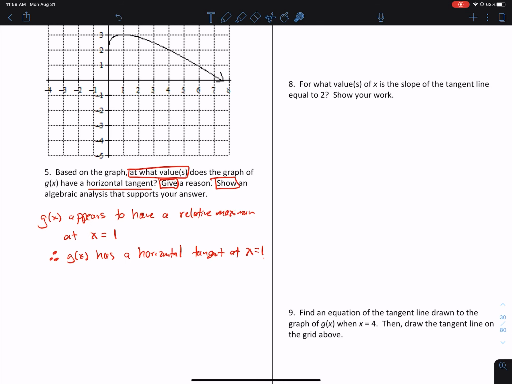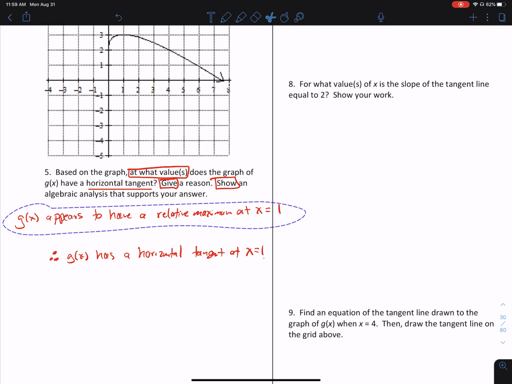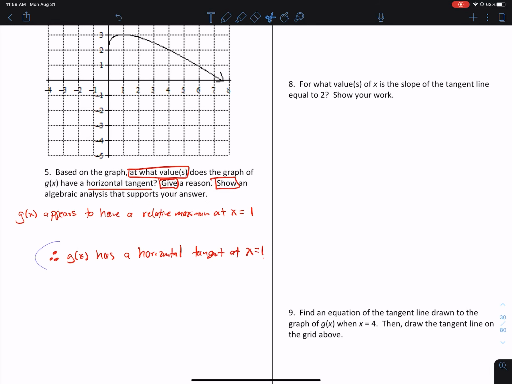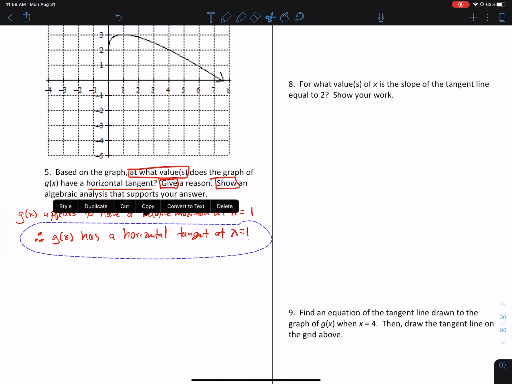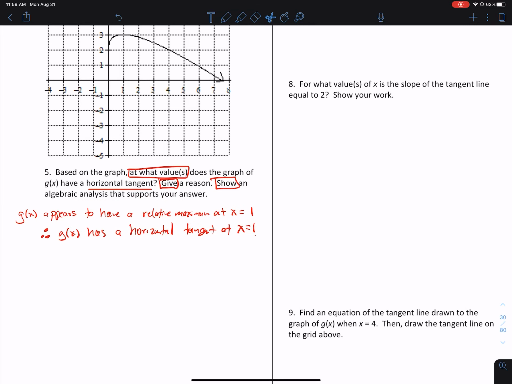So we just did two things. We gave a reason. It's right here. See if I can space this out a little bit better. We gave a reason, and then we wrote our conclusion, which, as the original question asked, is at what values does the graph have the horizontal tangents. So that's done. And then we're supposed to show an algebraic analysis.